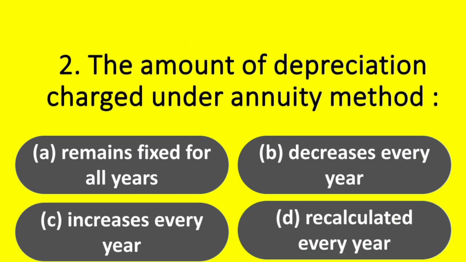The amount of depreciation charged under annuity method. Options: remains fixed for all years, decreases every year, increases every year, recalculated every year. Answer: option A, remains fixed for all years.